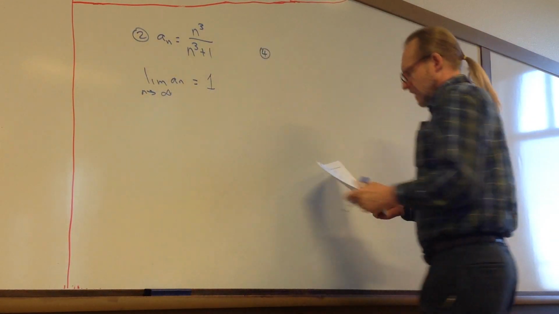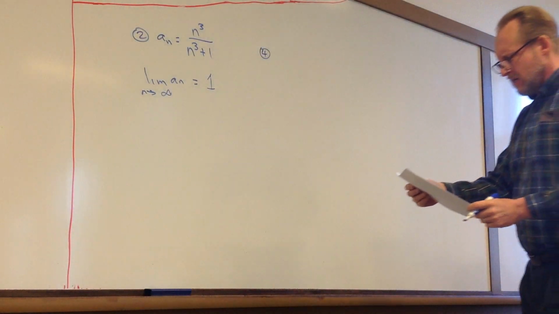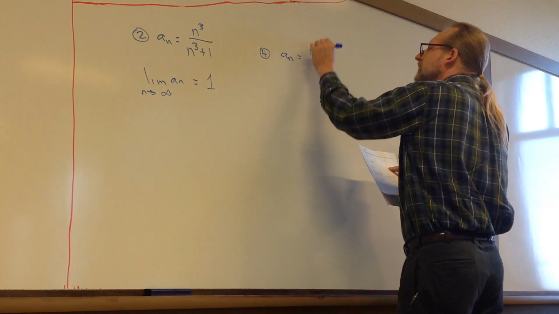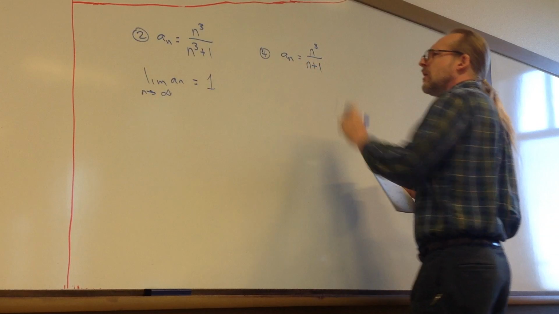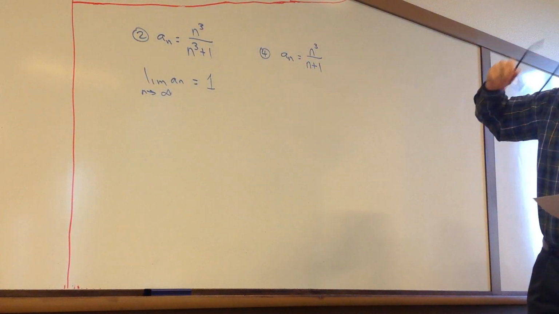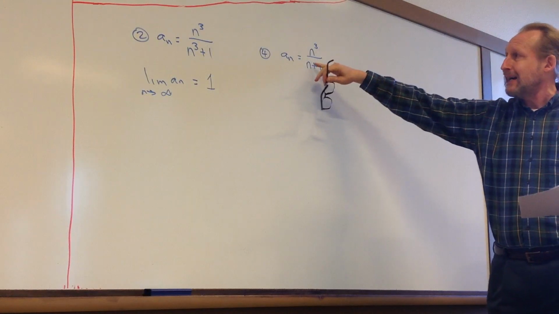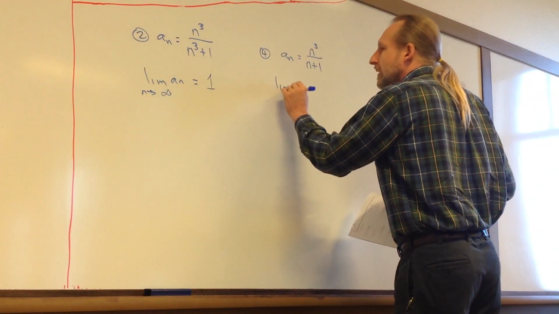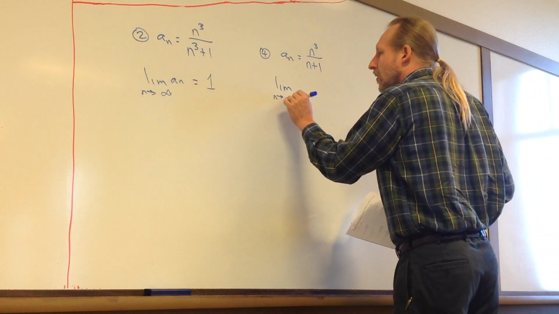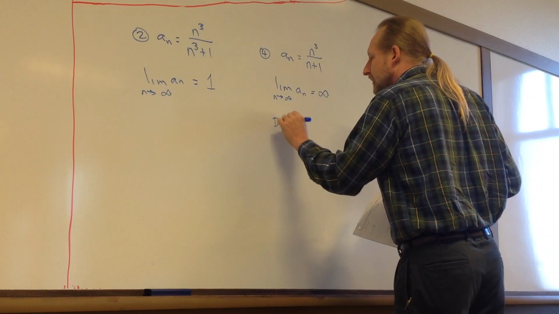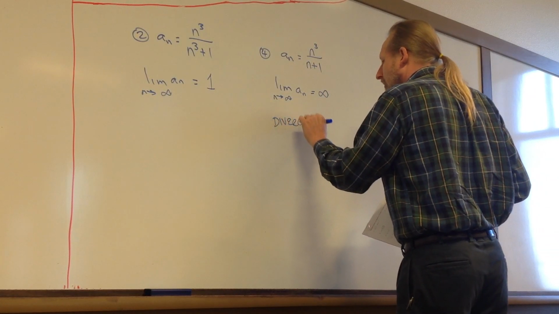Okay, let's look at number 4 here. A sub n is n to the third power over n plus 1. So here, the degree of the polynomial on top is higher than the degree of the polynomial on the bottom. That is going to make this limit go to infinity, and this is divergent.